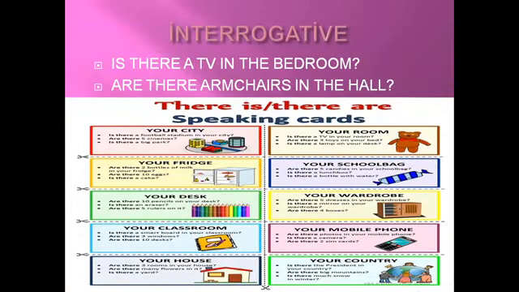What about questions? Now we look at there is and there are in the interrogative. In questions, the verb goes first. There is becomes is there, and there are becomes are there. For example, is there a TV in the bedroom? Are there armchairs in the hall? Let's look at more examples of there is and there are in the interrogative.